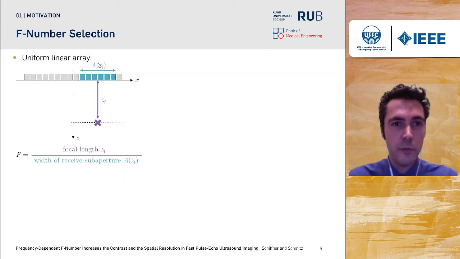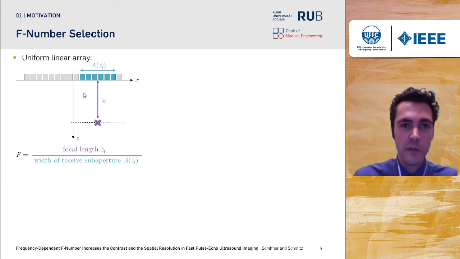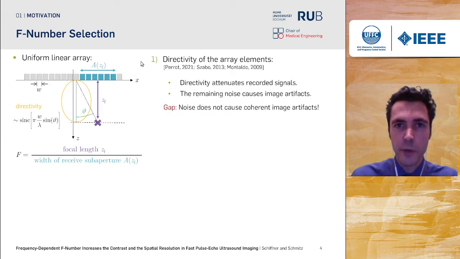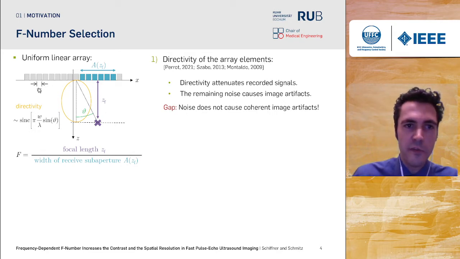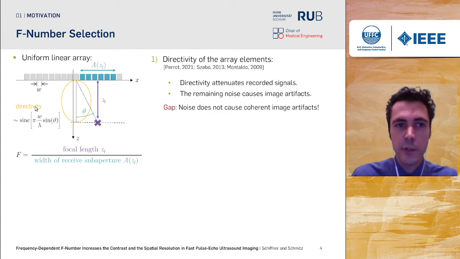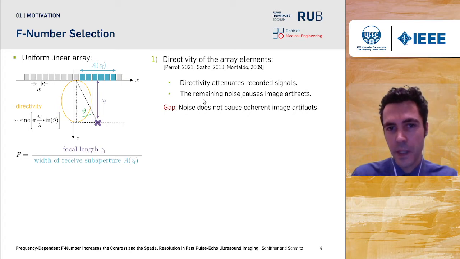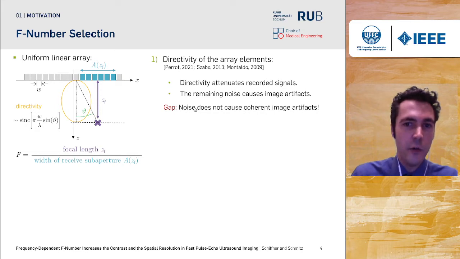The f-number for a uniform linear array equals the quotient of the focal length and the width of the receive subaperture. Two different methods have been proposed in the literature to select the f-number. The first method is based on the directivity of the array elements. An element of finite width W exhibits a directivity which is proportional to a sinc function. This directivity attenuates the recorded signals, which originate from the focal point and travel to a specific element. The remaining noise then causes image artifacts. A gap in this method, however, is that noise usually does not cause coherent image artifacts.